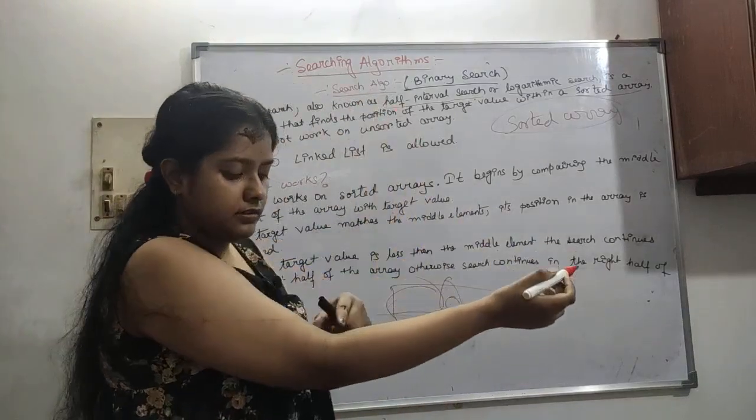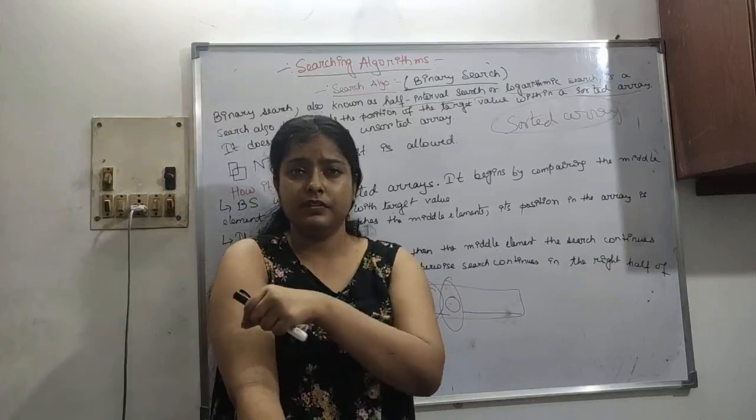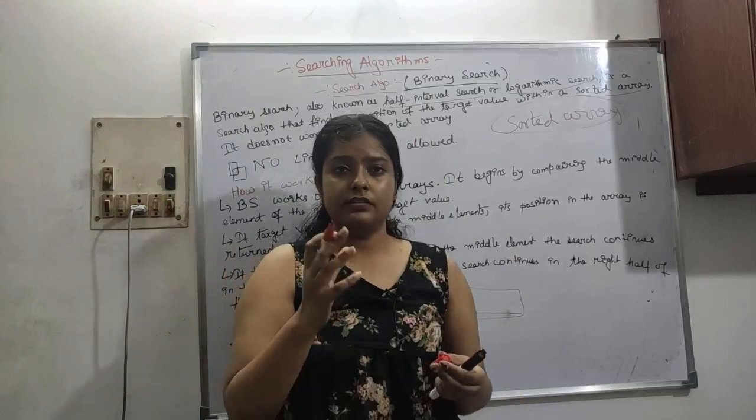So the next algorithm is binary search. We are almost at the end of this divide and conquer. By just doing this binary search, we will be ending this topic.